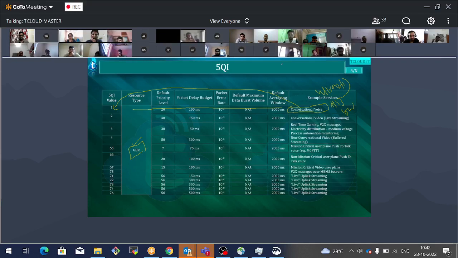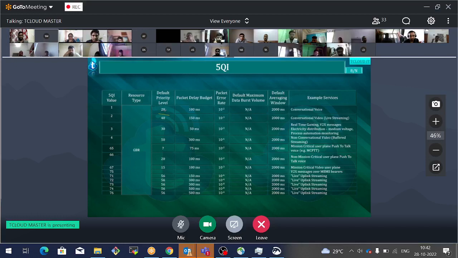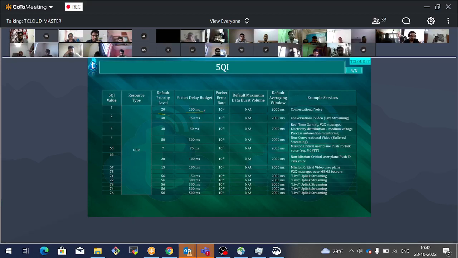Okay, now, what are the other properties that are present here? Default priority level, 20. Packet delay budget, 100 milliseconds. The amount of time it should take from mobile to UPF or UPF to mobile, across the full protocol stack plus radio signal plus wired transmission between gNodeB and UPF, all of it together should not cross 100 milliseconds. So within that 100 milliseconds, your voice data, your VoIP packet, should travel from one side to the other side.